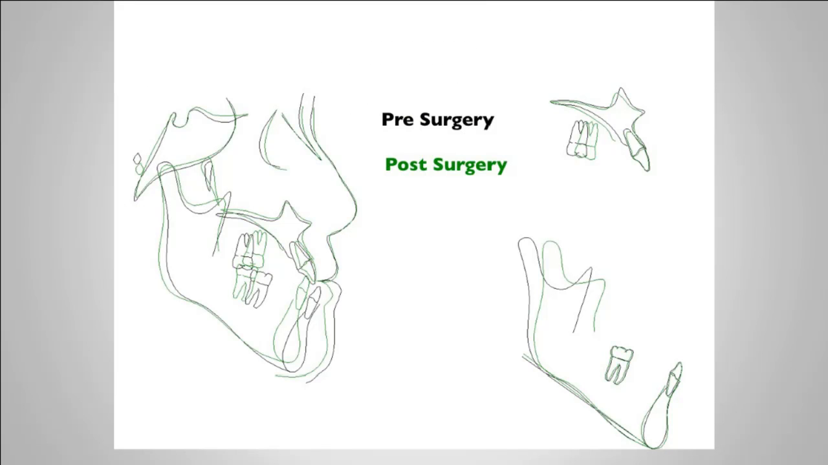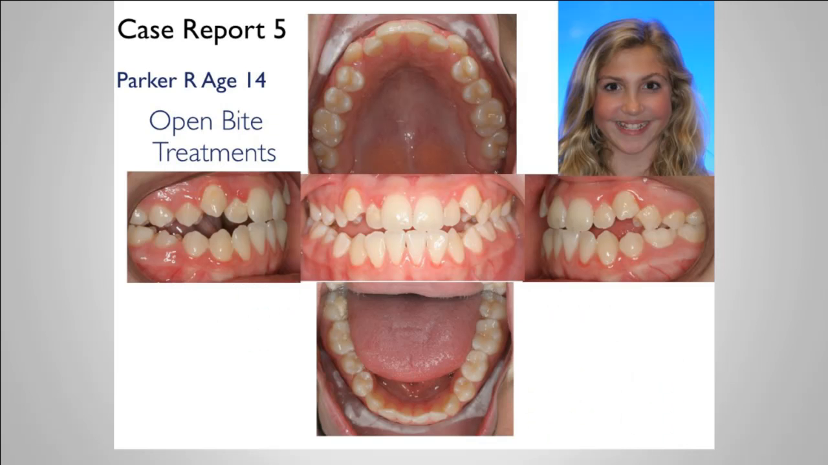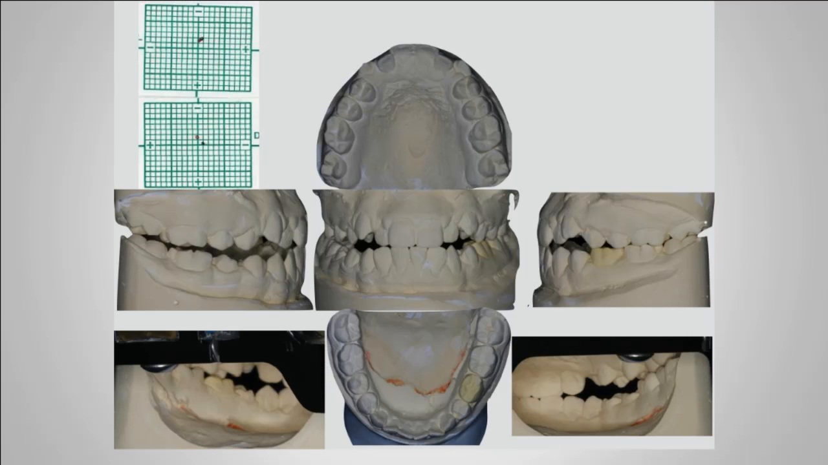And our pre-surgery and post-surgery was very close to what our VTOs were, so again, accurate diagnosis and treatment planning. The next case we're using in our office is the anterior open bite case. I don't know how it is for you, but in our office, these are challenges. We put up and down rubber bands. We hope that the tongue stays out of the way.